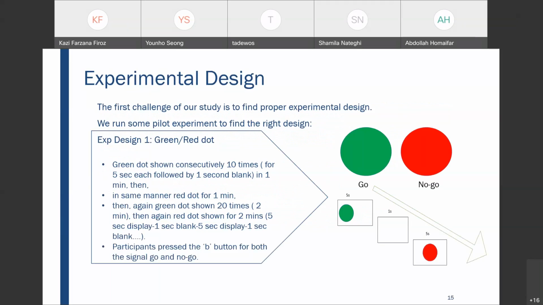So when we decided to do a go no-go task study for our binary decision problem, our main task was to design a proper experiment, because we don't want to use simply the performance or error rate. We want to understand the brain function while making the decision, while doing the decision making task.